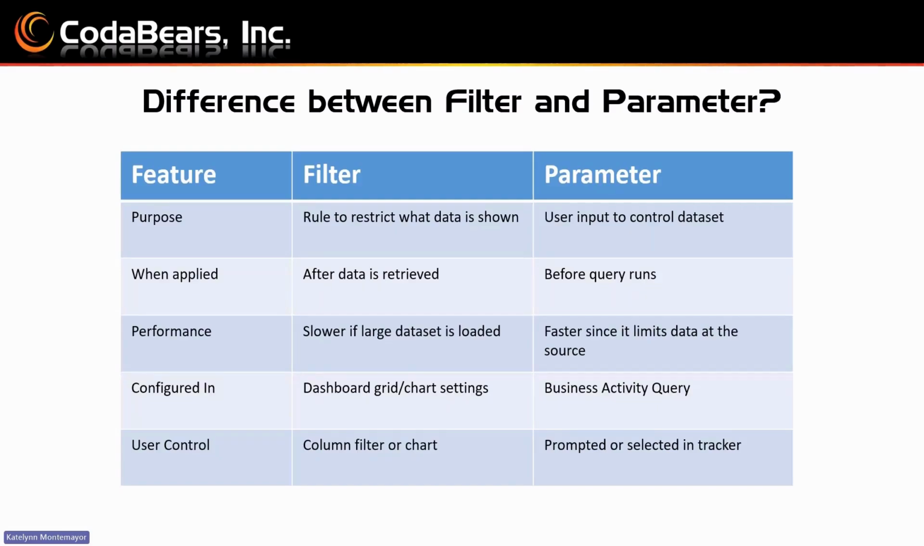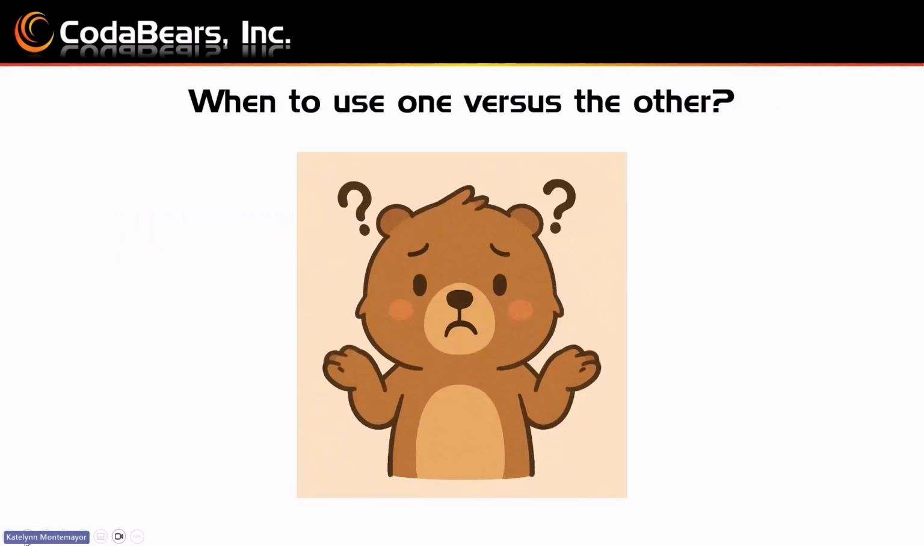And then where they're configured, your filters are going to be in the grid and chart itself, while the parameter, you can do them in the BAQ. But now in App Studio, I'll show you that you can do it in App Studio, but it's technically still filtering before the query is run. So you don't necessarily have to add parameters within the BAQ page itself anymore, because again, I'll show you how we can add those in Kinetic App Studio. And then again, control: we have those little filter buttons we saw, and these are either prompted, like static filters, or you could select them in other tools.